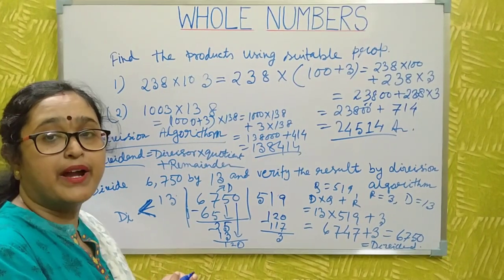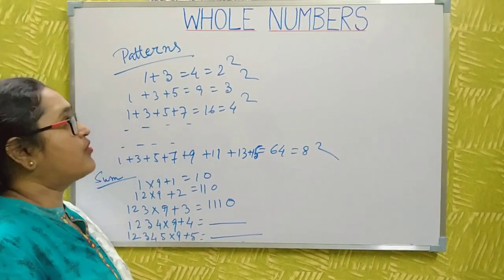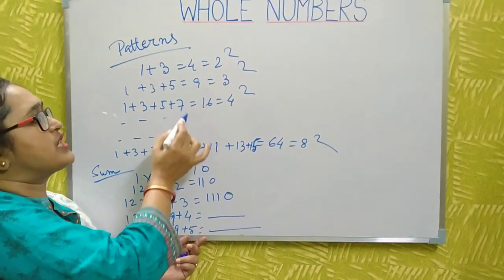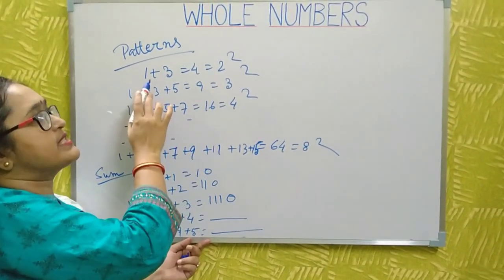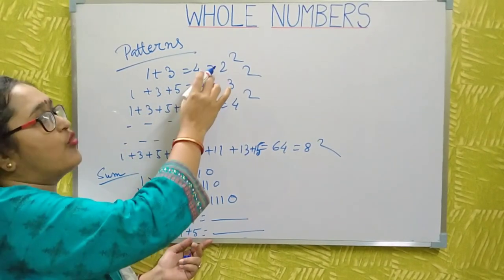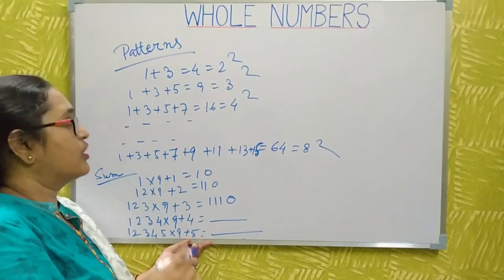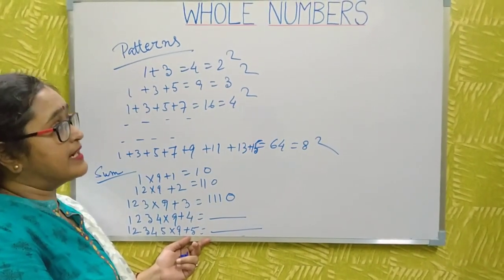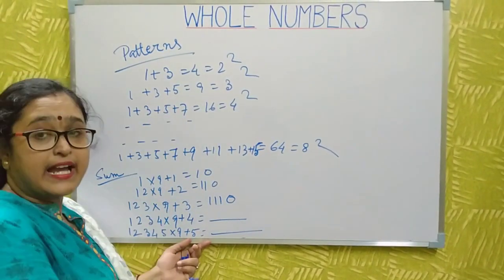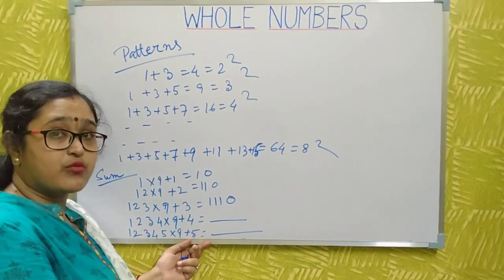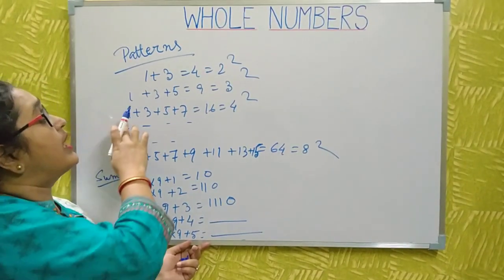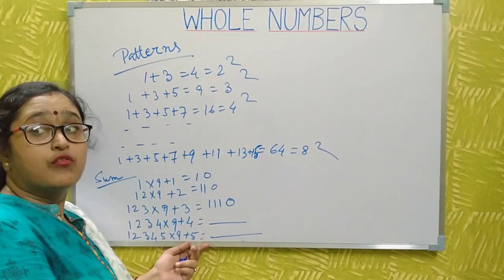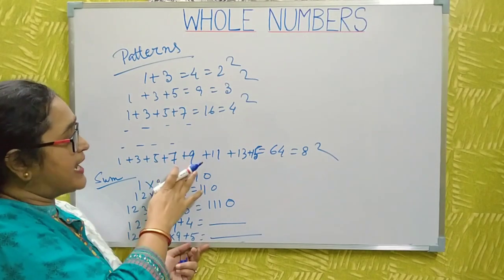Now I start patterns. Now I discuss the patterns. What I write on the board, you just look at the pattern. 1 plus 3 is equal to 4. 4 is 2 square. Then 1 plus 3 plus 5 is 9. 9 means 3 square, 3 3s are 9. And then 1 plus 3 plus 5 plus 7 is equal to 16, is equal to 4 square. Just you do like this.